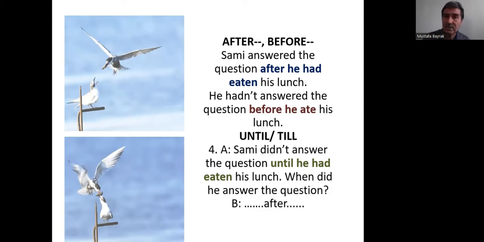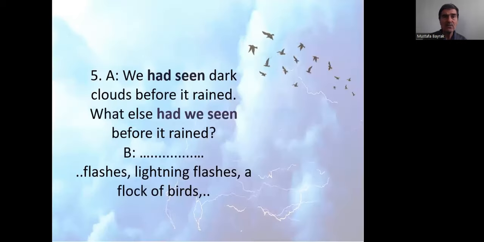Now, with until or till, Sami didn't answer the questions until he had eaten his lunch. When did he answer the questions? He answered the questions after he had eaten his lunch with a full stomach. Dialogue five. We had seen what and before what? Yeah. We had seen dark clouds before it rained.